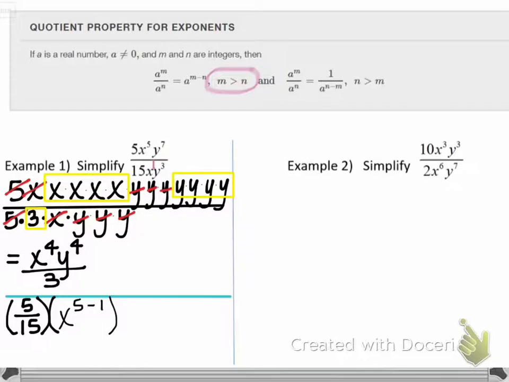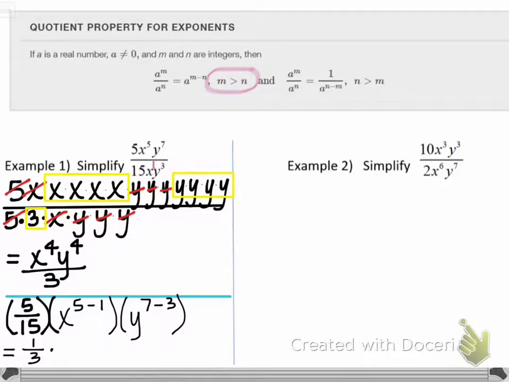Since the exponent in the numerator for the y, which is the 7, is greater than the exponent in the denominator, which is 3, I'm going to do y to the 7 minus 3 power. So now let's clean this up. 5 over 15 is 1/3.